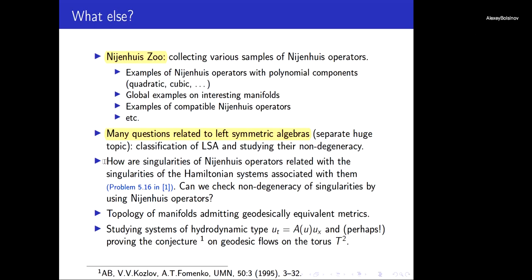The next question is how Nijenhuis apparatus are related to singularities of the Hamiltonian systems associated with them. So what is it about? As we explained, Nijenhuis operators, as recursion operators, naturally appear in the theory of bi-Hamiltonian systems. So if you have a bi-Hamiltonian system, what kind of singularities are we talking about? They are absolutely different singularities. At first glance, they are not related to singularities of Nijenhuis operators, but they are. Let me clarify what I mean.